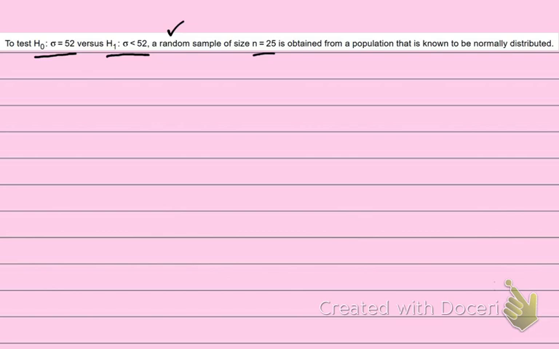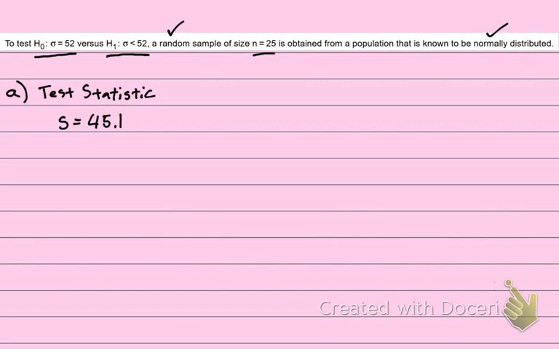Our sample size is 25, and it is obtained from a population that is known to be normally distributed. Very nice of them to do that. And so the first thing they're going to do is ask us to compute the test statistic. They're going to tell us that the sample standard deviation is 45.1. So they took a sample. Here is the standard deviation for the sample. And we're going to find our test statistic.